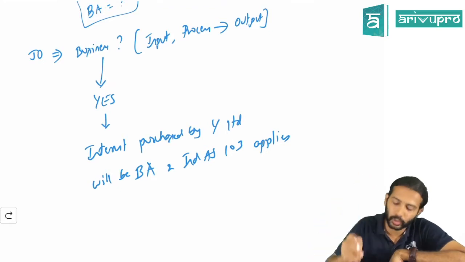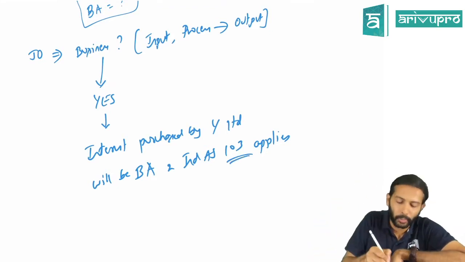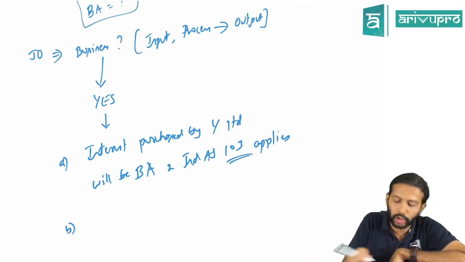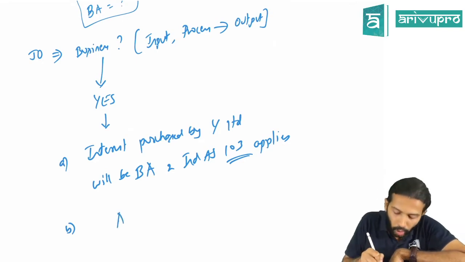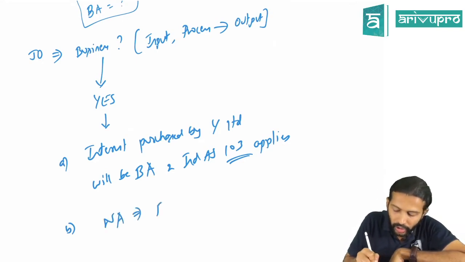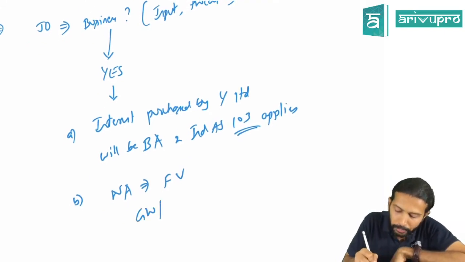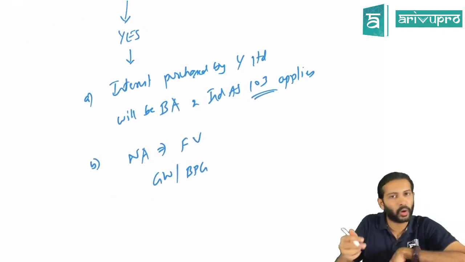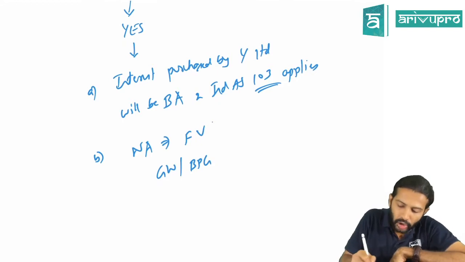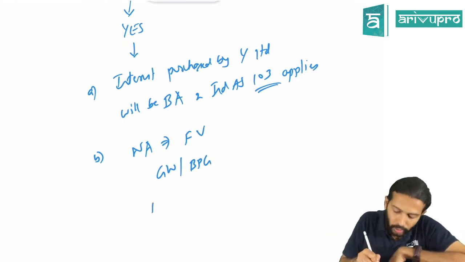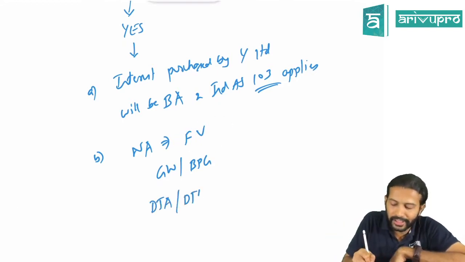Since it is a business acquisition, the Ind AS 103 provisions will apply. So what all do you need to do in Ind AS 103? All the net assets, you have to record at fair value, one. You need to find out goodwill or bargain purchase gain, BPG, alright. Then, since you are taking over all the assets at fair value, there could be some DTA, DTL funda as well.